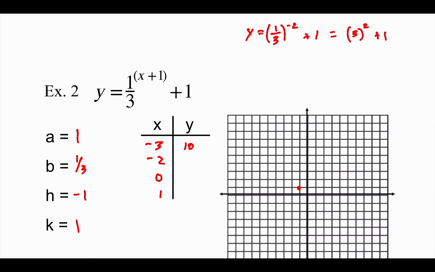Okay. And at -3, we're up here at 10. Remember we said with exponential decay, we're starting off high, and it's going to decay from there. It's going to go down very quickly.